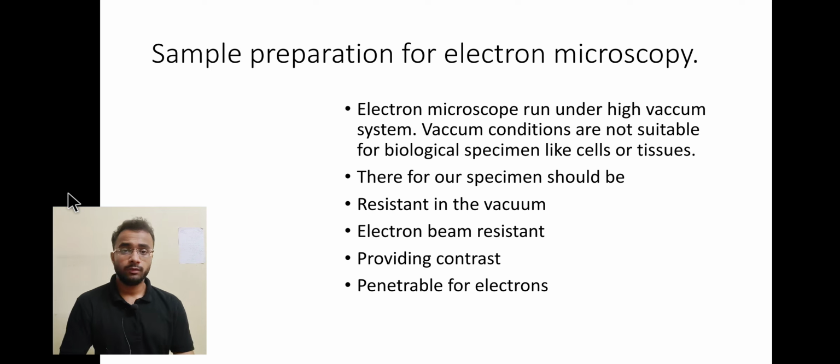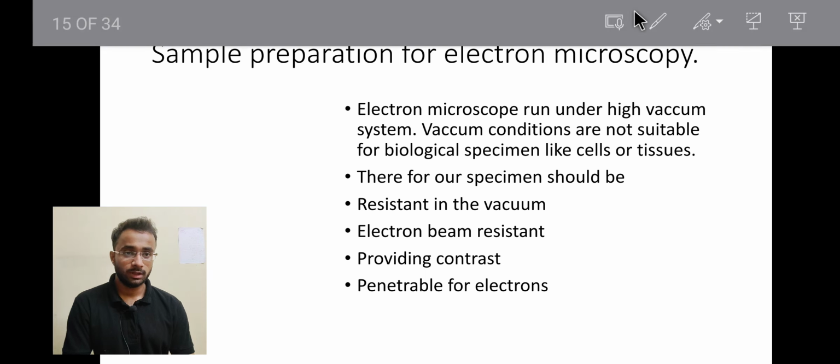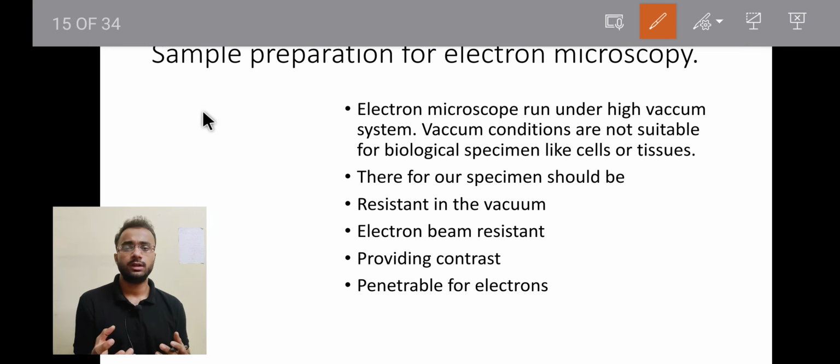In this video, we will study the sample preparation for electron microscopy. In a compound microscope, the sample preparation is very easy. We just take a section, stain it with some chemicals, mount it between a slide and cover slip, and adjust it on a compound microscope.